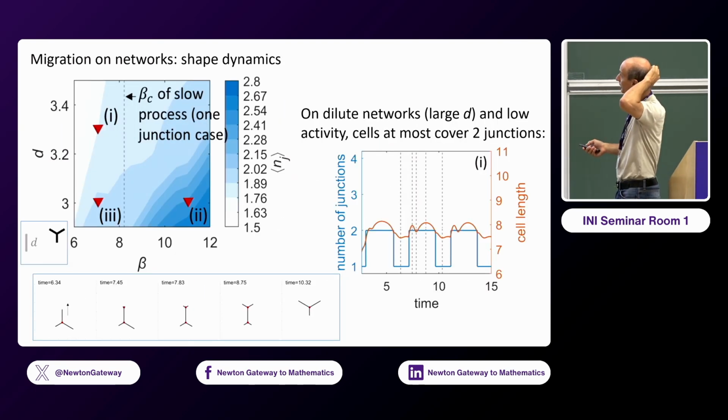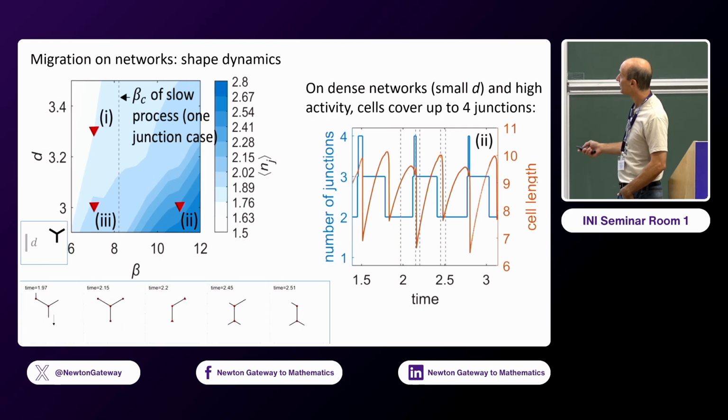Okay, now what we can think about, for example, is networks of different dimensions. So this is the size of the network of the hexagonal side, and this is beta, which is how active is the polymerization. So we can start here with a large network, and such that the D is large, and if D is large compared to the size of our cell, we can at most cover 2 junctions at a time, and you can see this is the number of junctions over this time series, and it switches from 1 to 2, 1 to 2, and that's the total cell length.